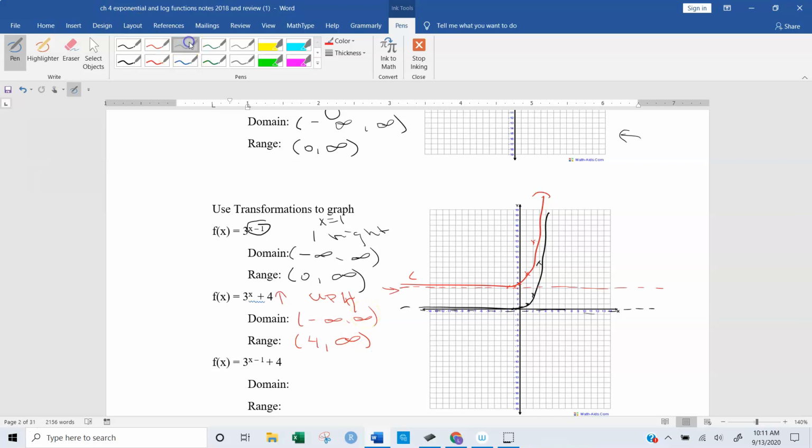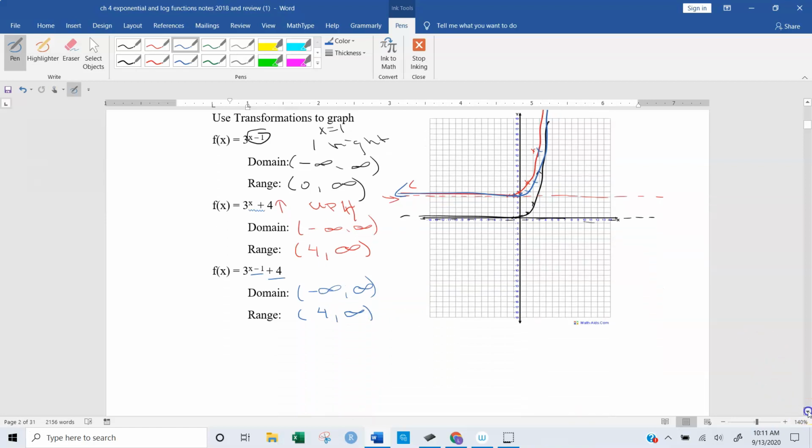Okay, now let's put them all together. So we want to go up 4, right 1. Okay, so we've already moved up 4 with the red one. Now we got to move right 1. Or you could take the black one and move up 4. It doesn't matter. You're going to get to the same spots. So we have here, here. I'm moving everybody right 1. And we draw in our new graph, which is the double move. Okay, when we look at this, our domain is still the same. Negative infinity to infinity. Our range is still starting at 4 to infinity.